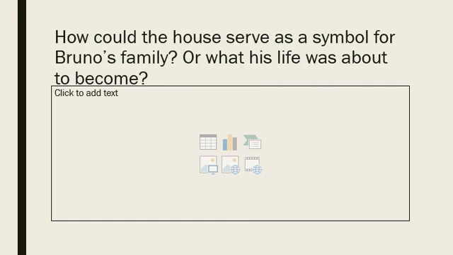How could the house serve as a symbol for Bruno's family, or what his life was about to become? Think about how the author describes the house. It's smaller. There's not as much luxury to it. It's empty and desolate and alone. How do you think that could compare to the life that Bruno is going to have?